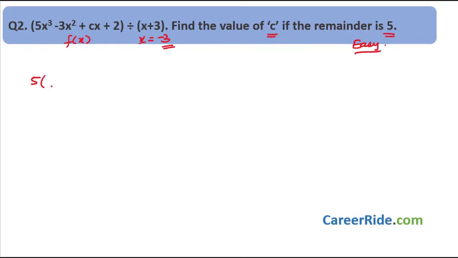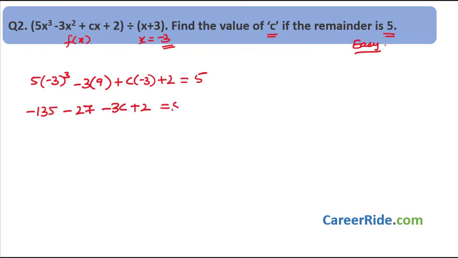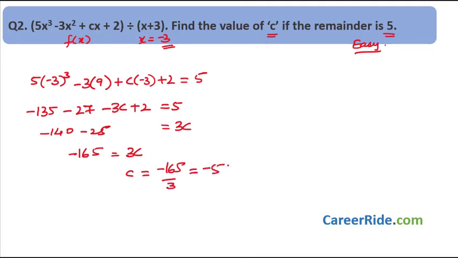So 5 into minus 3 cube minus 3 into 9 plus c into minus 3 plus 2, and this is giving me the remainder 5. That is all given to me. So 3 3s are 9, 3 9s are 27, into 5 is minus 135, minus 27, minus 3c plus 2 is equal to 5. Can I exchange the sides? Yes, very easily. So 3c is equal to what? Minus 140 minus 25, right? So minus 165 is equal to 3c, which gives me c is equal to minus 165 upon 3, which is nothing but minus 55.